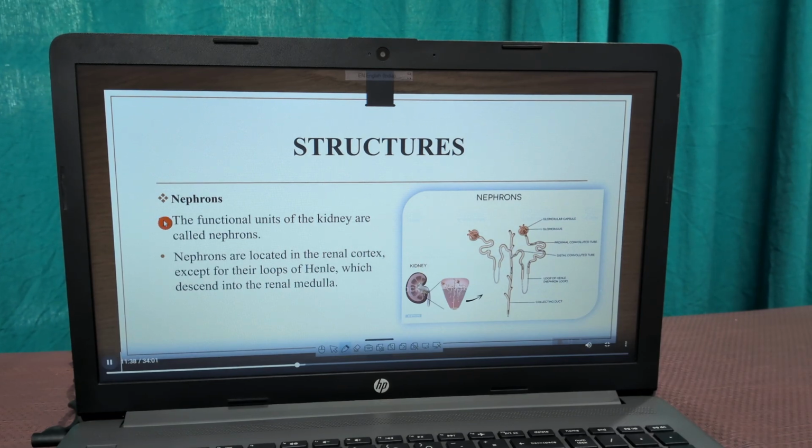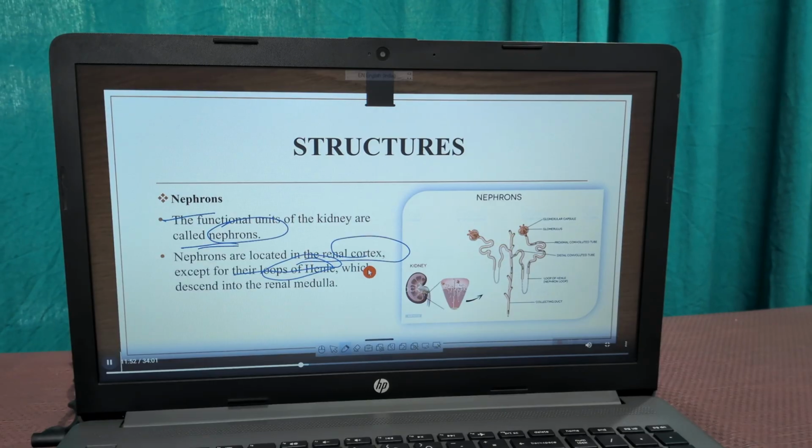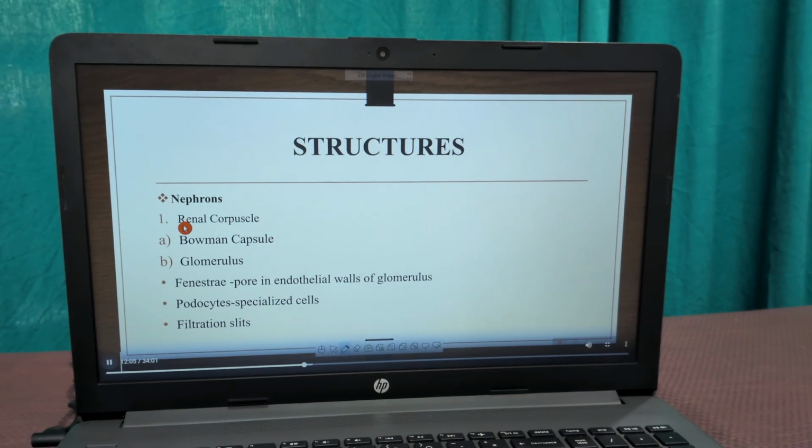Now the nephron. The nephron is the functional unit of the kidney. The kidney is composed of many functional units which are called nephrons. Nephrons are located in the renal cortex region except for their loops of Henle. The loops of Henle are not present in the renal cortex, while the rest of the nephrons are located in the renal cortex.